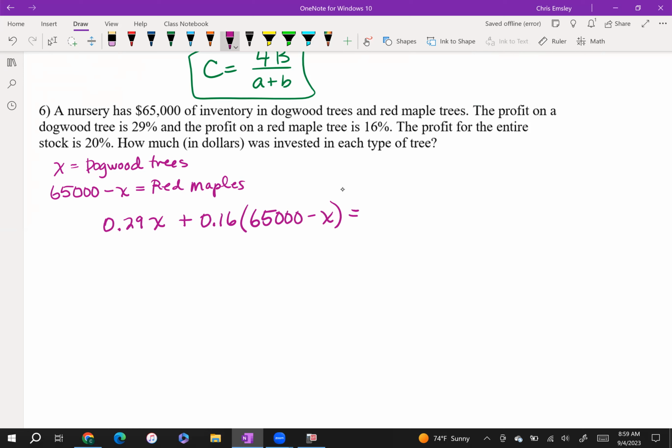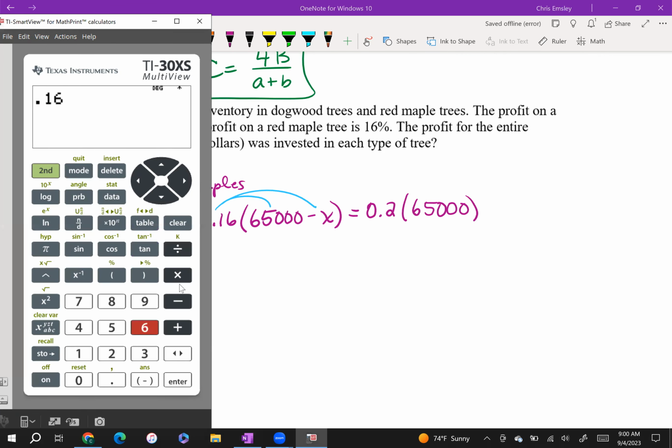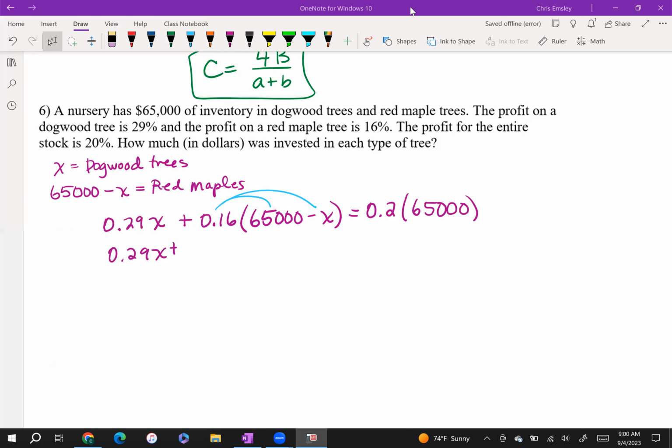And when we add those two together, those have to add up to our profit in the entire stock, which is 20% of 65,000 is our entire stock. Don't forget to multiply over there too. We'll go ahead and do a little simplifying. We can distribute here. So 0.16 times 65,000, or 16% of 65,000, is 10,400.